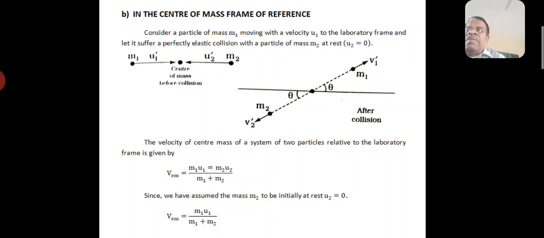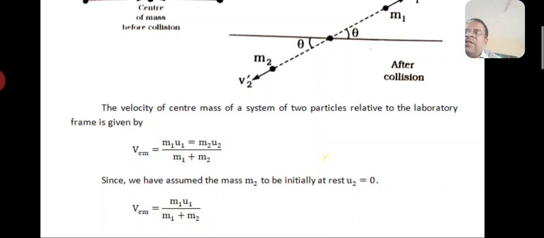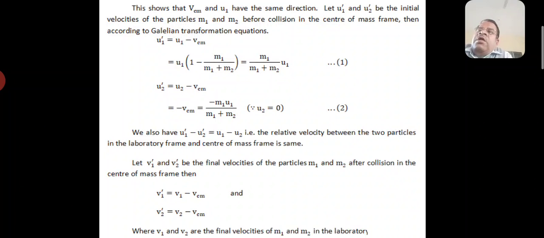The velocity of center of mass of a system of two particles related to the laboratory frame is given by Vcm, velocity of center of mass, equals m1 u1 plus m2 u2 divided by m1 plus m2. We are assuming that particle of mass m2 is at rest, therefore u2 equals 0. Then Vcm equals m1 u1 divided by m1 plus m2. This shows that Vcm and u1 have the same direction.